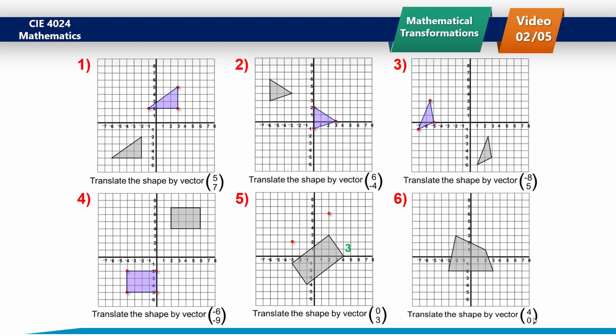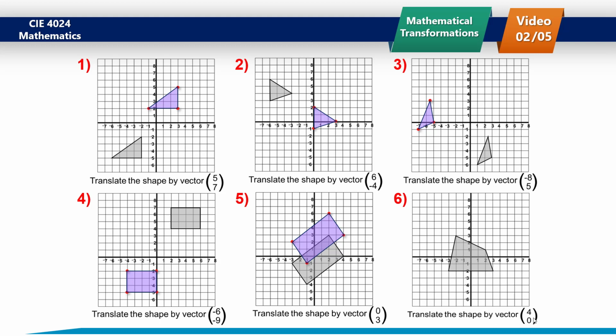Same with this question. So 0 means there is no movement in x-axis, remember. So you can see that if it is 0 and 3, that means x will not be moved, only y will be moved 3 units. So you can see I am moving only the y value for 3 units upward because it's positive.